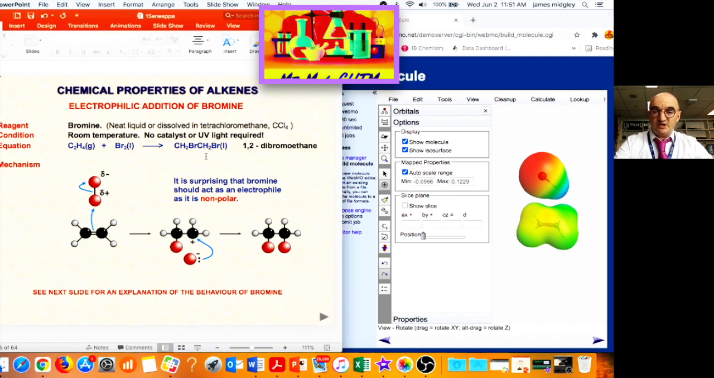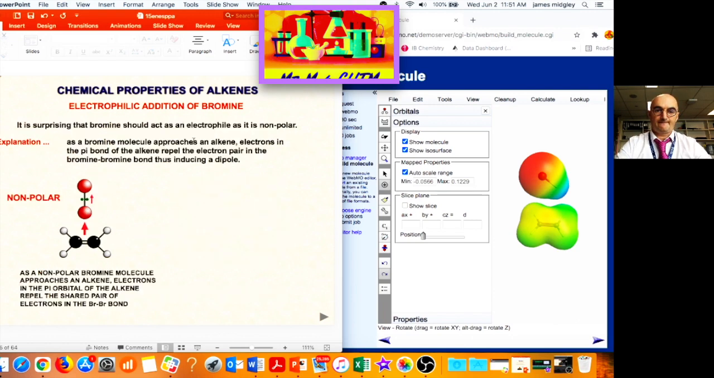Another difference between this and the free radical mechanism for addition of chlorine to alkanes is there's no UV light required here. We do it at room temperature. No catalyst is needed. It's also heterolytic rather than homolytic fission. They do sometimes ask you to compare and contrast homolytic and heterolytic fission. Give examples, 6 marks. This is what you need to be describing.